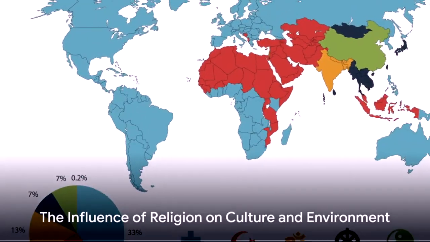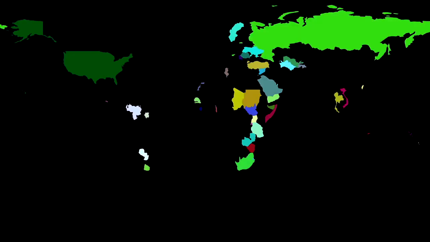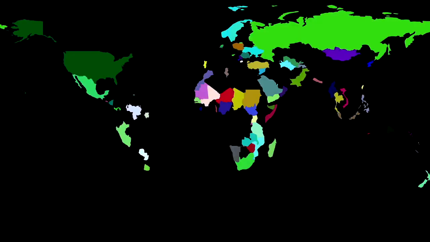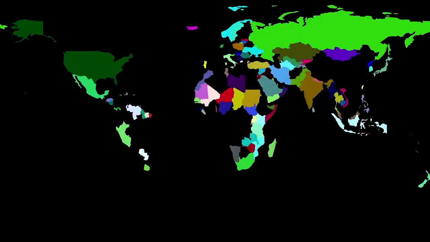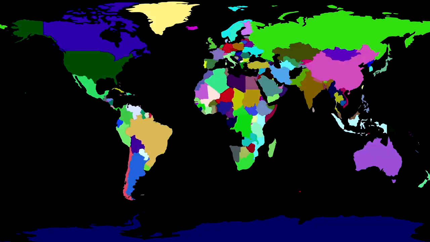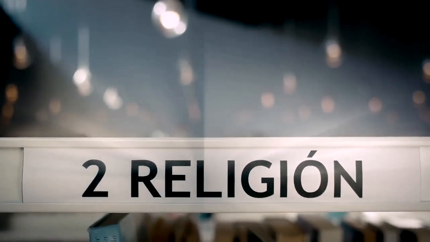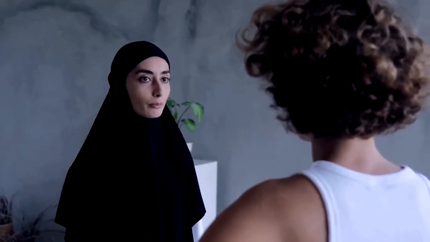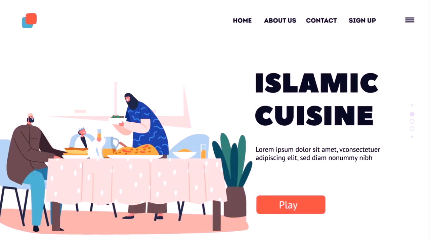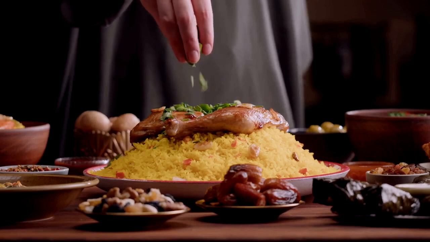Now imagine a map showing the dominant religion in each country, based on the percentage of the population that adheres to it. The world's population is divided into different religious groups, each distributed across different regions and countries. Religion doesn't just influence the beliefs and practices of people, it also shapes the culture and environment of different regions. It affects language, art, architecture, food, clothing, education, politics, and values. It even impacts the natural resources, land use, climate change, and biodiversity of the environment.